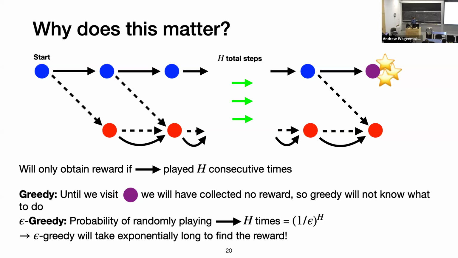So in this example, epsilon greedy will actually take exponentially long to find the reward. Again, this is in contrast to bandits, because in bandits we saw that epsilon greedy actually did work. If I played actions randomly, I eventually did explore everything. But here, if I were to play actions randomly, it's not going to work because I'm never going to end up, or with very low probability will end up, at the high reward state. I actually need to be much more careful about how I'm taking actions in RL.